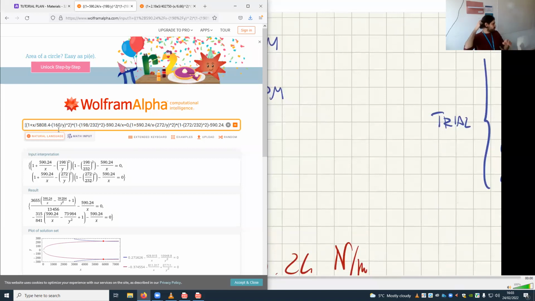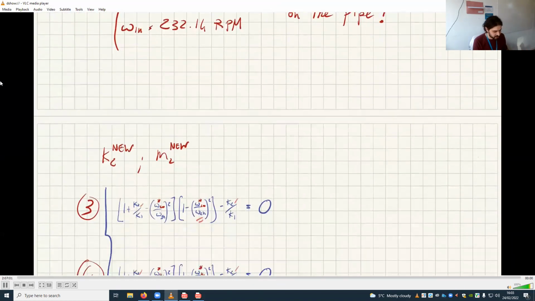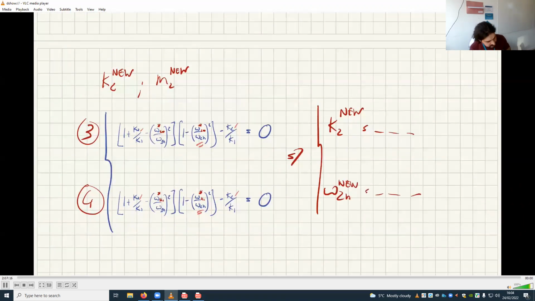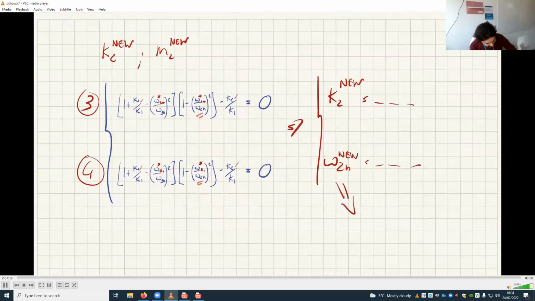No, guys, you do it yourself. It's easy. You just have to change variables. So don't worry about it. You solve this and you find the new K2 equals, and you find omega 2n new equals, and then from here, remember that M2 new is just omega 2n new squared divided by K2. Okay, easy.